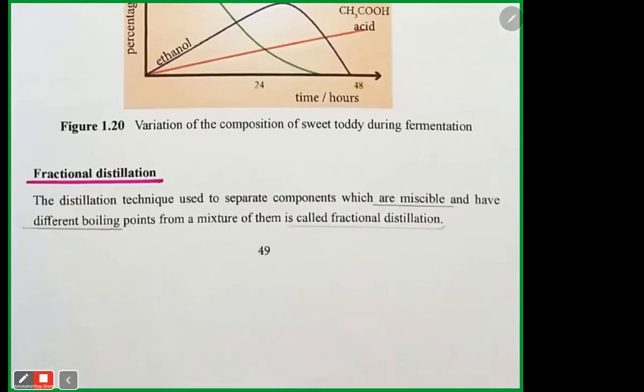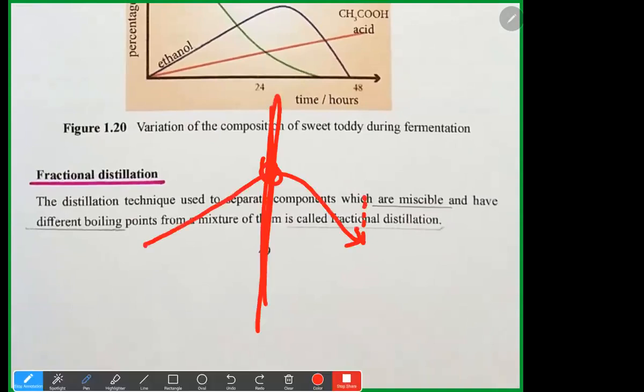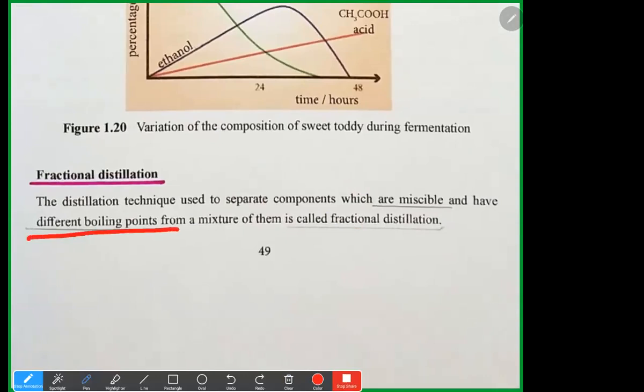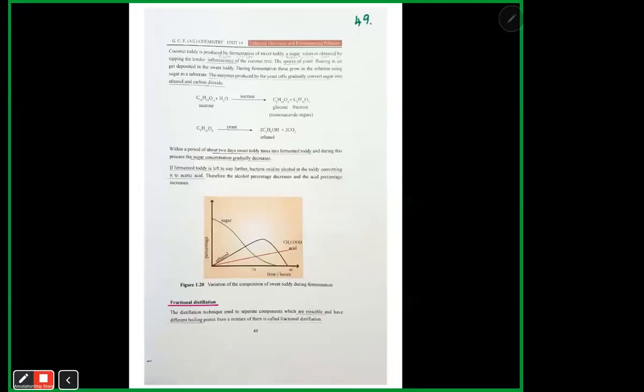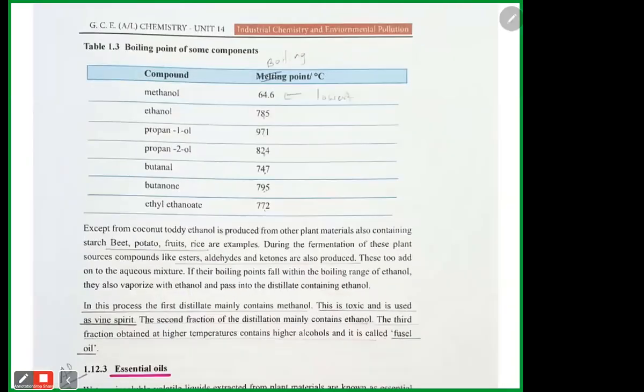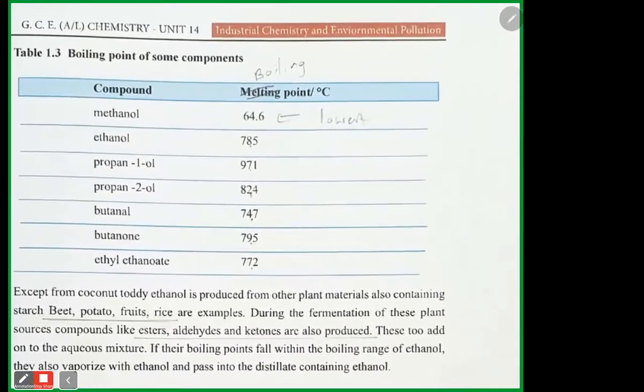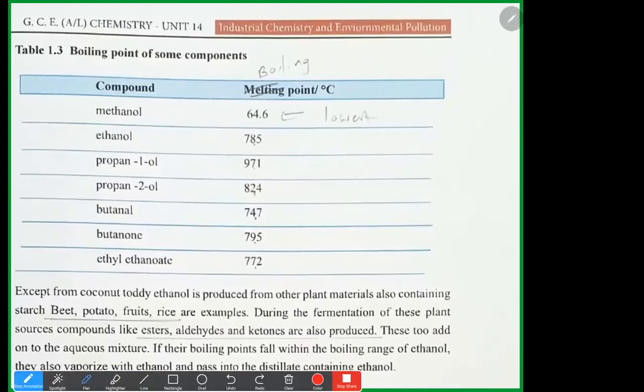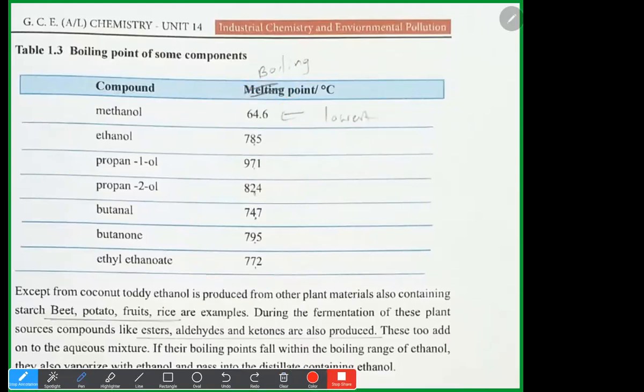All right, fractional distillation, we did everything for equilibrium, so I'm just reading. The distillation technique used to separate components which are miscible and have different boiling points from a mixture of them is called fractional distillation. We separate the mixture according to their boiling points. These are the boiling points of this ethanolic mixture. The lowest boiling point is methanol, so when we are heating, the first portion is methanol.